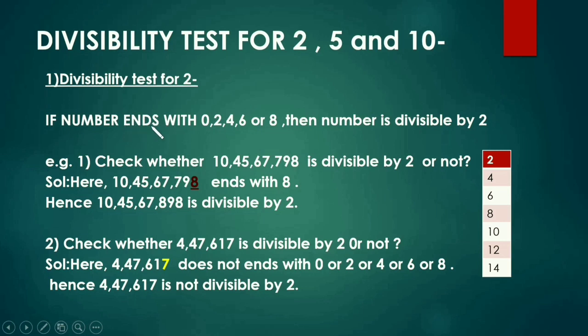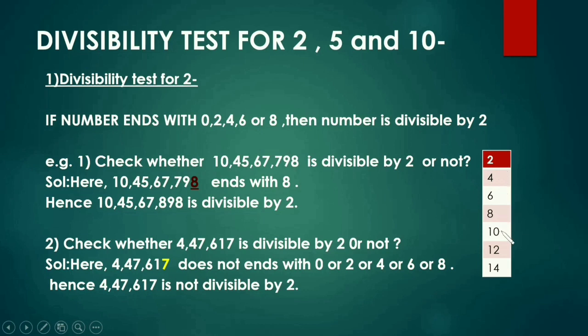So before starting this, I just want to ask the 2's table. What is the 2's table? 2 1s are 2, 2 2s are 4, 2 3s are 6, 2 4s are 8, 2 5s are 10, 2 6s are 12, like that. Now, what are we observing in the ones place of the 2's table? We are observing in the ones place of the 2's table that 2, 4, 6, 8 and 0. Like that we are observing here.